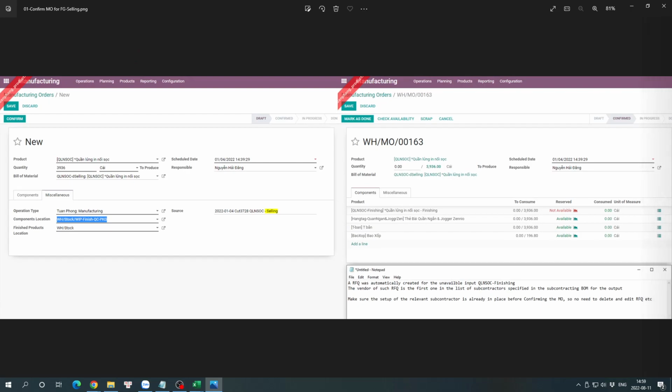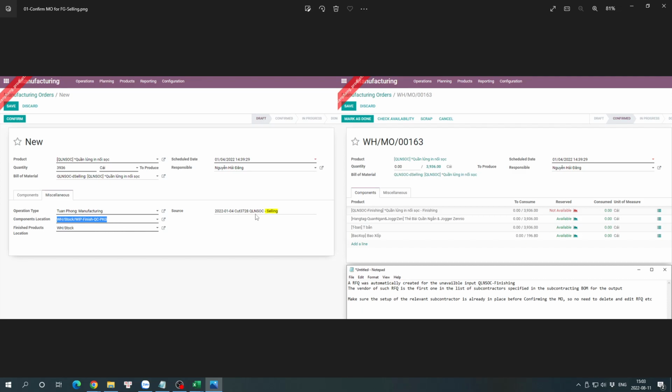Here we go. So guys, once you have a fabric cut table to produce 3936 units of final products ready for selling, you have to create this MO, manufacturing order. You are producing this product for selling. See? It's important to go into this tab, miscellaneous, and make sure the components location is this one.